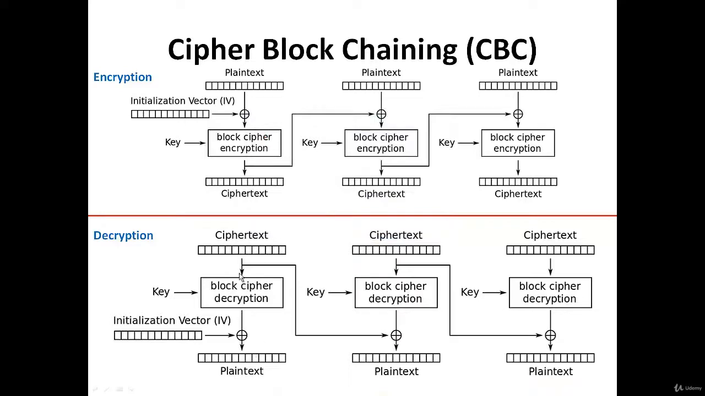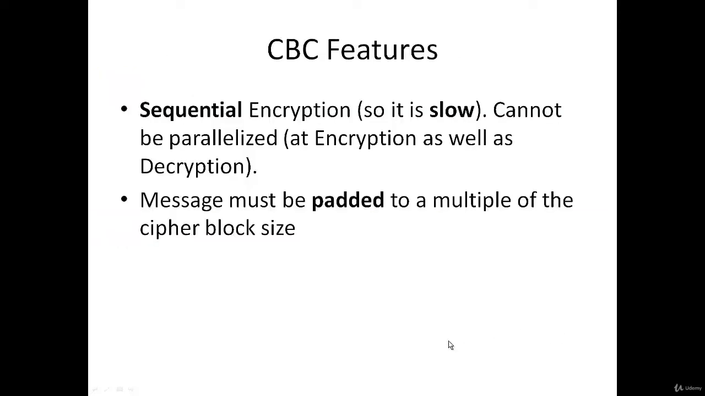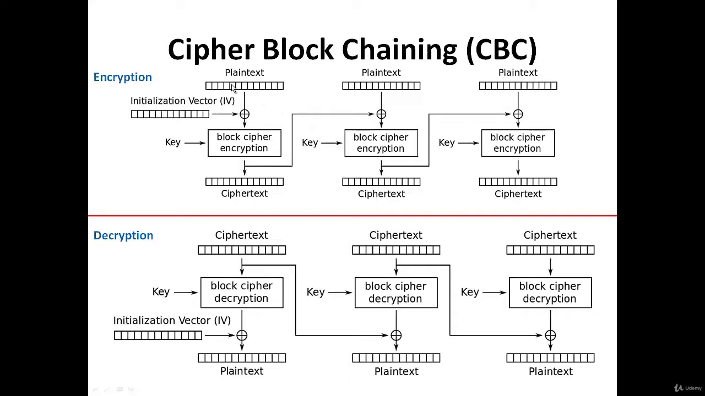As you can see, it's just the reverse of this process. And the feature is that it is a sequential encryption. If I have to encrypt this 3n block of information, then the process will encrypt the first n, then the output from the first n is used to encrypt the second n, then the third, and so on.